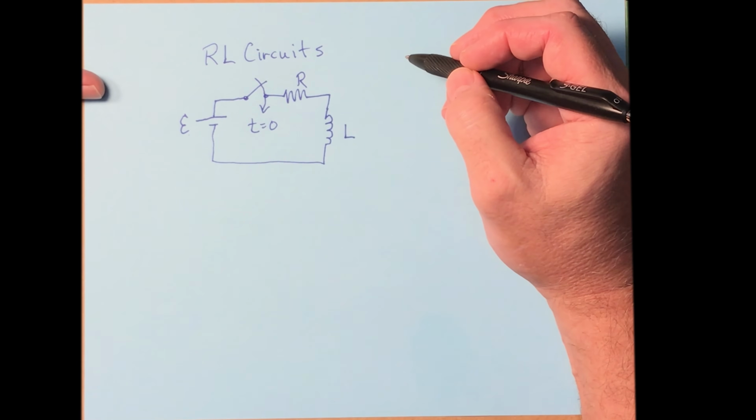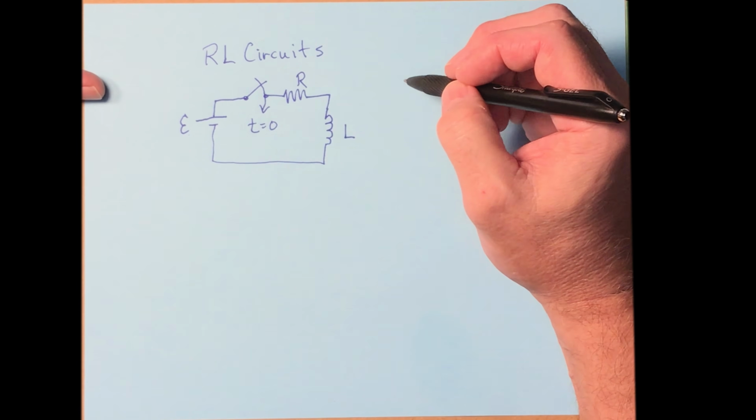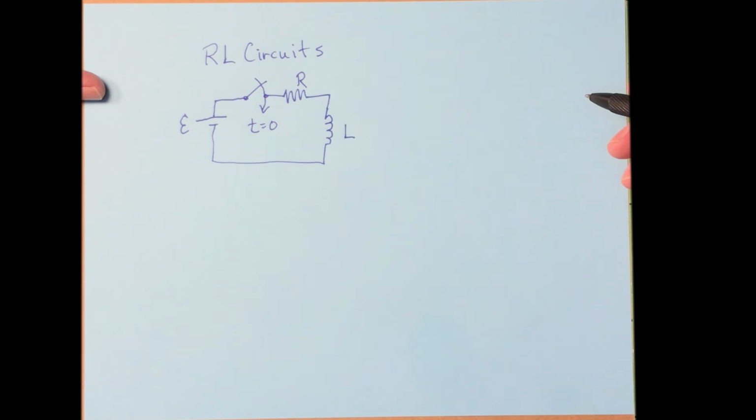Well, to figure out what the current is, we'll need to go through a differential equation. So we're not really going to do that. We'll figure out what the solution looks like and write the differential equation. You need to be able to do that. However, we're not going to go through the steps of solving the differential equation in this case.